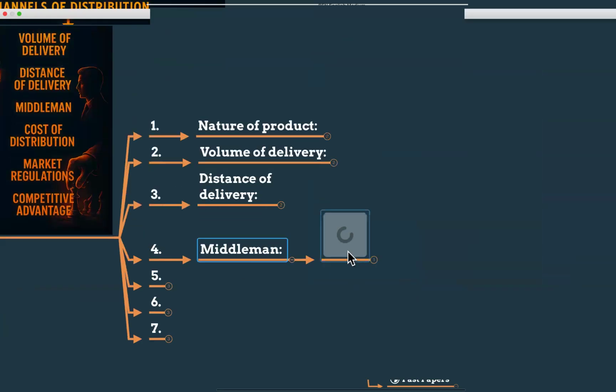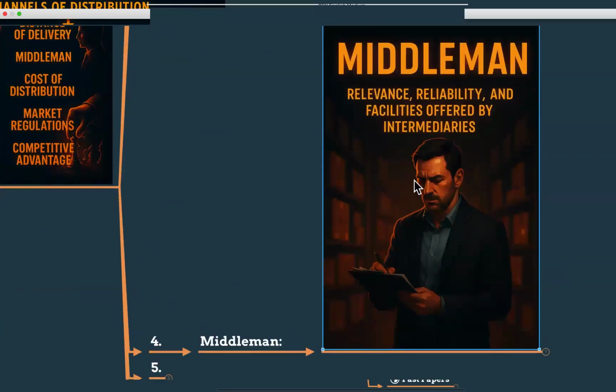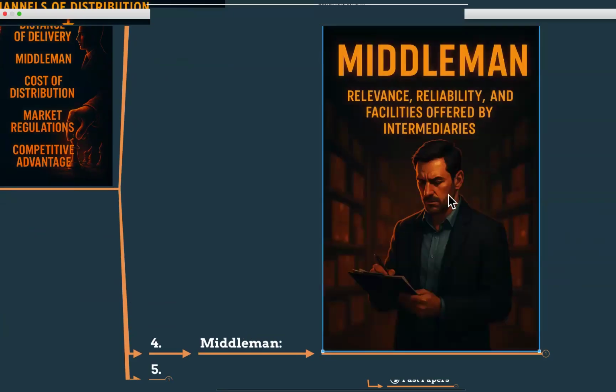At the same time, the middleman also will determine whether you are going to have middlemen or not. It means the availability and reliability of the intermediaries. You cannot trust all the intermediaries, right? You cannot trust all the agents. You cannot trust all the wholesalers. You have to think: are good distributors available? Can they be trusted? What facilities do they offer? They may offer storage and warehousing.